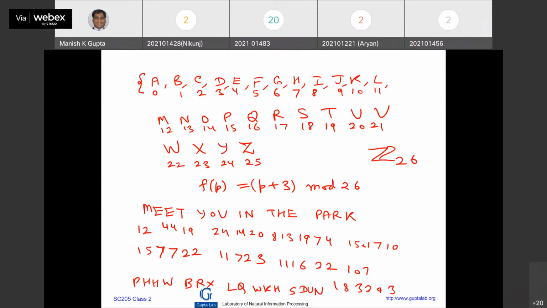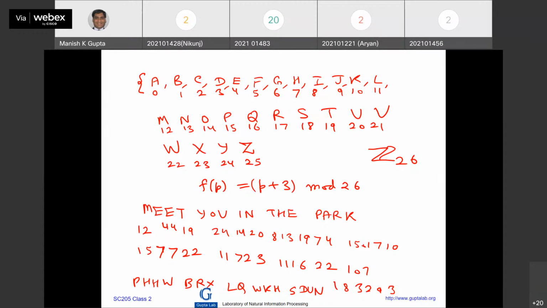So you take it back. We converted everything into these numbers, then added 3 and reduced it modulo 26, and then you write down everything. You will get the letters. Okay, so this is a very simple scheme, known as the Caesar cipher or substitution cipher.